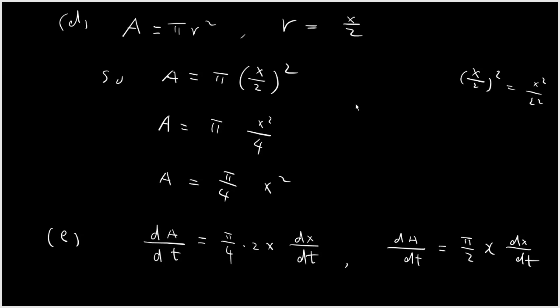Okay, I want to repeat something. The equation you get in step D relates two quantities. One quantity is A, the area of the circle. The other quantity is x, the diameter of the circle, right? After differentiating the function, you have a relation between two rates. One is the rate of change of the area, and the other one is the rate of change of the diameter.